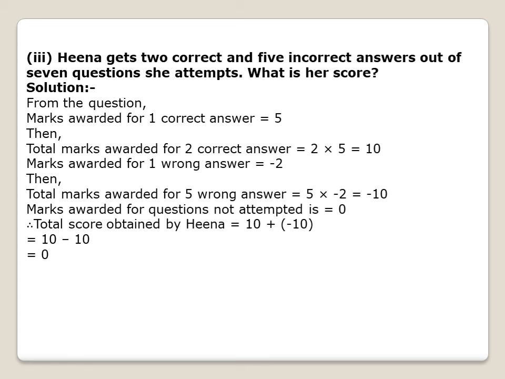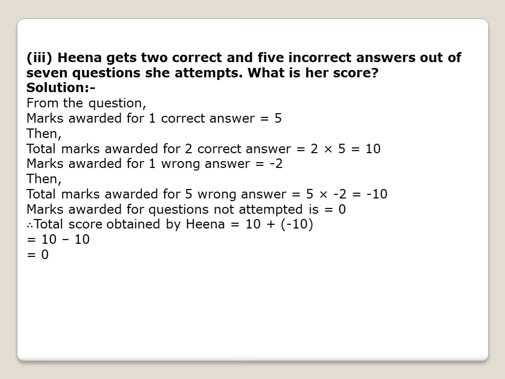Total marks awarded to Hina for 2 correct answers is 2 into 5, which equals 10. Marks awarded for one wrong answer is minus 2. How many wrong answers did she attempt? She attempted 5 incorrect answers. So 5 into minus 2 equals minus 10.